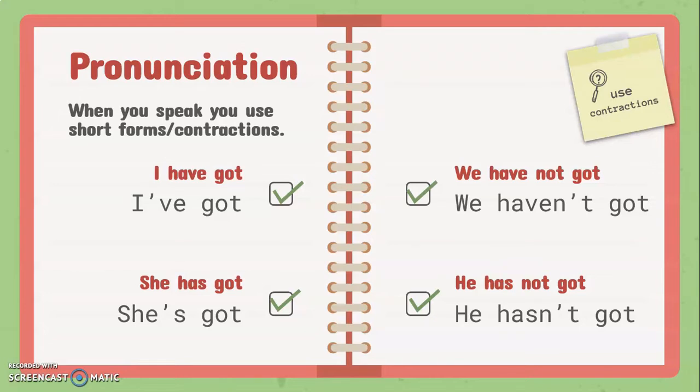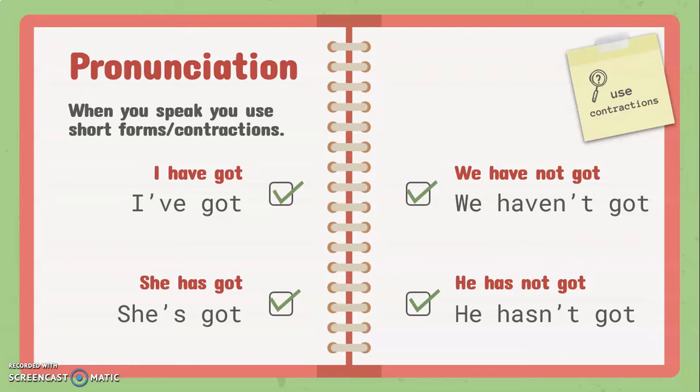So when you speak, you use the short forms or contractions of the verb form of got. So this is how it can be done. Listen and you can repeat after me. I have got can be contracted, and when you are in conversation, this is how you can say or pronounce it. I have got becomes I've got. I've got. You see?